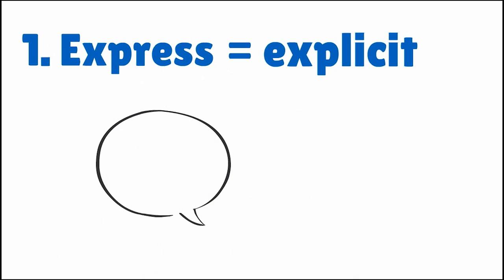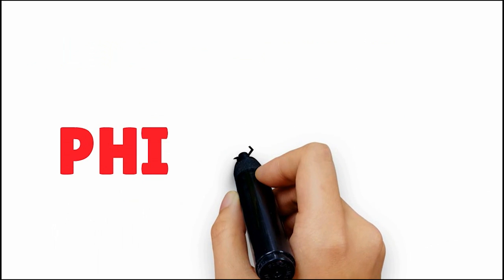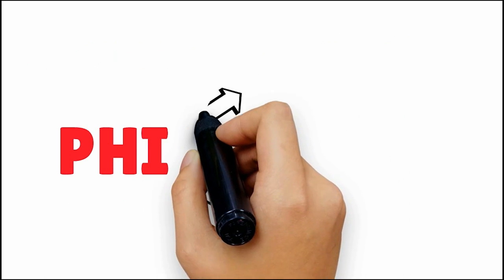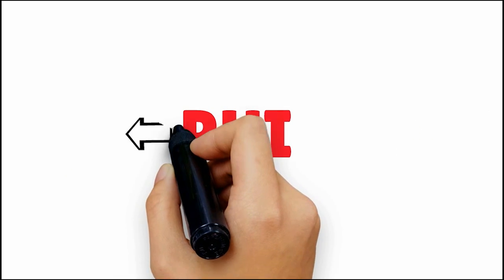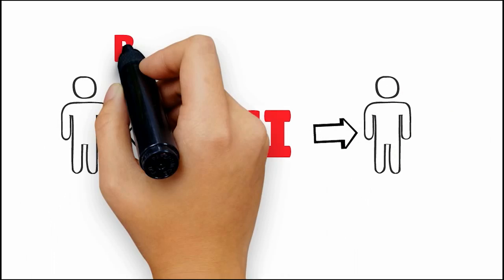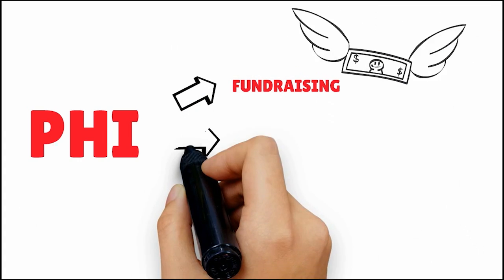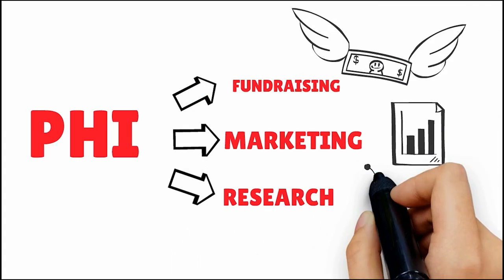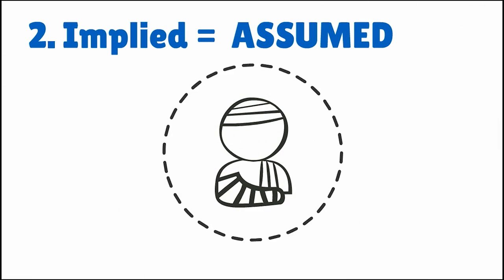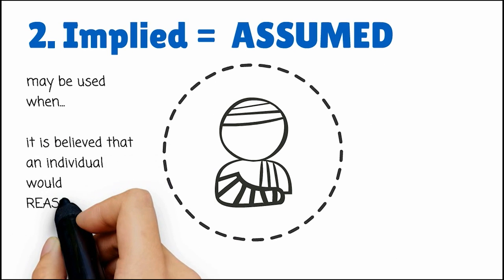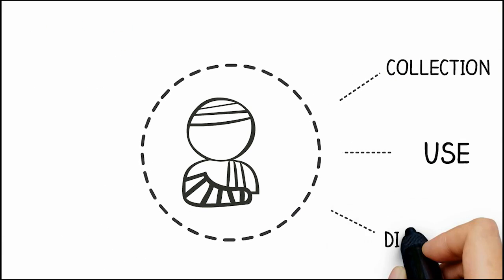Express consent, which is explicit, meaning either verbal or written, is required when information is disclosed to an individual or organization other than an HIC, disclosed between custodians for reasons other than healthcare provision, or used for fundraising, marketing, or research activities. On the other hand, implied consent may be assumed and is applicable in cases where it is believed that an individual would reasonably agree to the collection, use, and disclosure of their PHI.